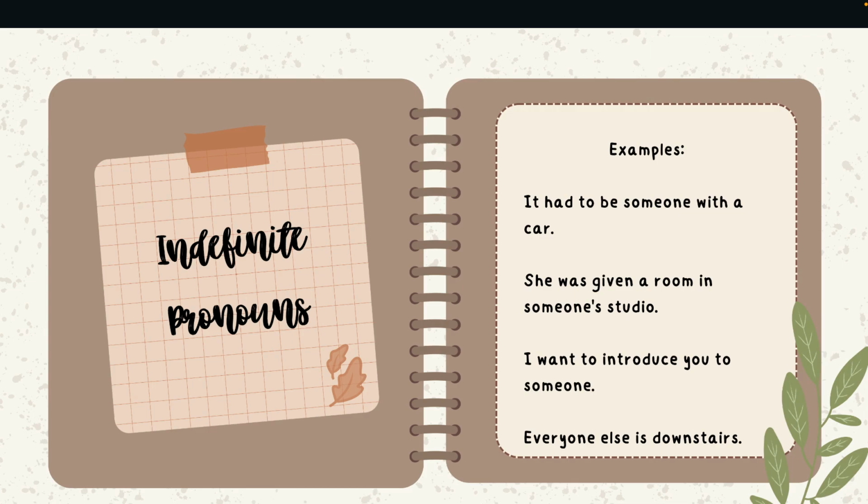Notice in the last sentence we have everyone else is downstairs instead of saying everyone is downstairs. When you say everyone else is downstairs, it means everyone except the subject and the someone he or she is talking to. So everyone else is downstairs.